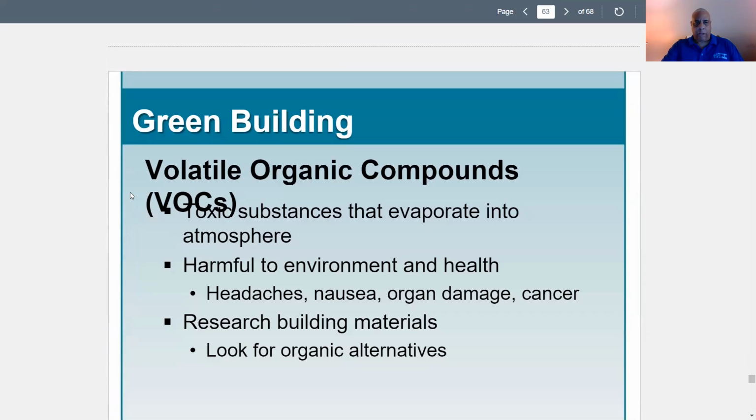And when we deal with green building, let me explain VOCs, volatile organic compounds. What happens is toxic substances evaporate into the atmosphere. And what happens when that occurs? Well, you have harm to the environment and health: headaches, nausea, organ damage, and even cancer. So when we talk about materials, you want good green materials for a good green building. You've got to do some research. Look for organic alternatives.